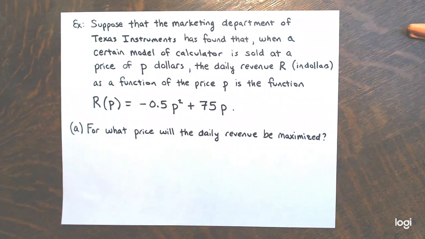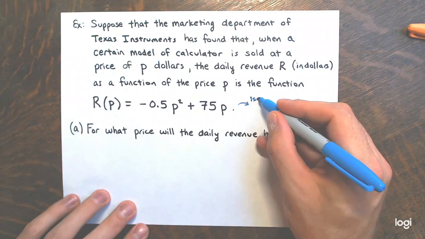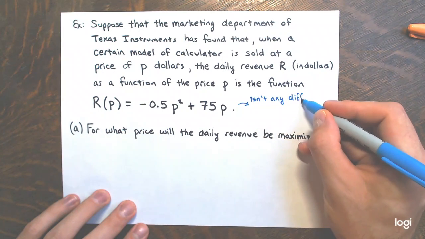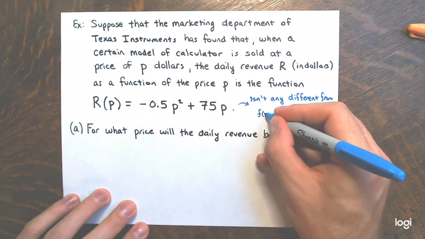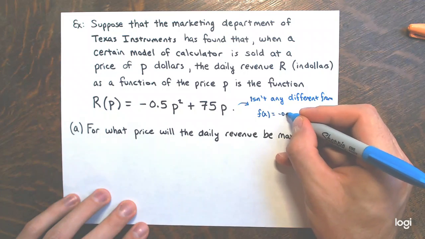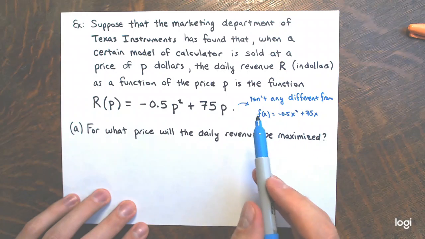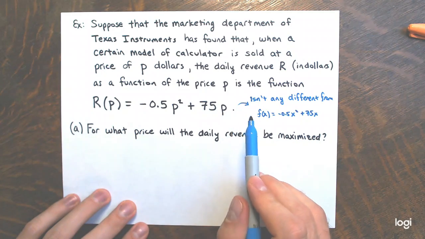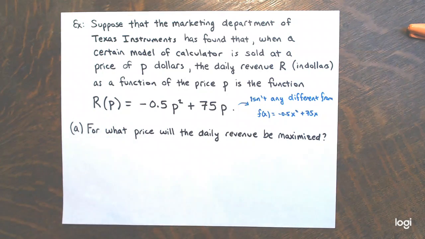And I'll say this right now. This isn't any different from, say, f of x equals negative 0.5 x squared plus 75x. But instead of x, my input variable is p, and instead of f, my output variable is r. So again, no different really. We're going to treat them the same.